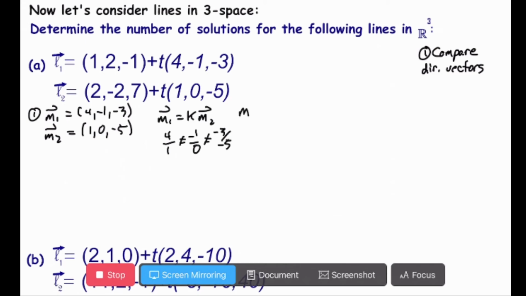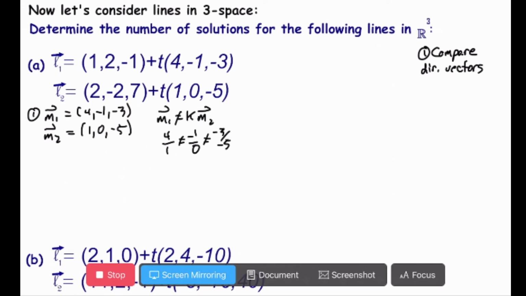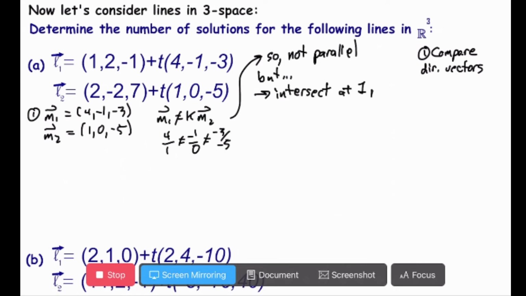So m1 is not equal to k times m2. So these are not parallel. But we're still left with the remaining question: not parallel, but do they intersect at one point, or are they skew? Because remember, we're dealing with R3, three-dimensional space, so there are more options. Just because they're not parallel does not mean they're going to intersect somewhere. So think about how we can determine that.